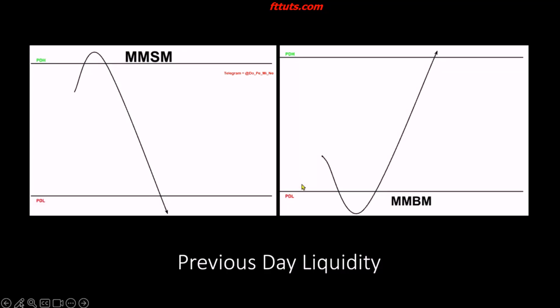If bullish, we're looking for a run on the previous day low. Smart money reversal will occur below there. Boom, buy side delivery towards the previous day high within a market maker buy model.